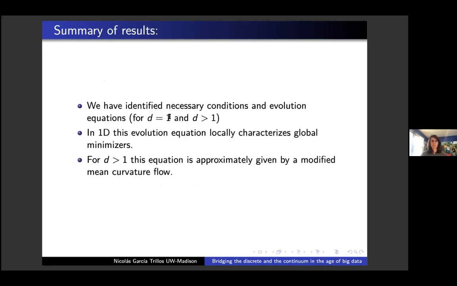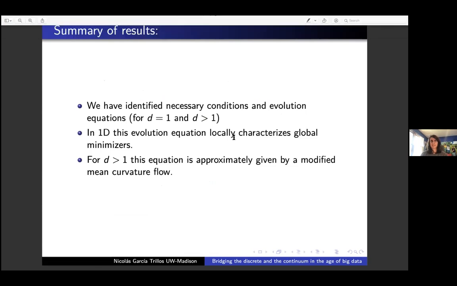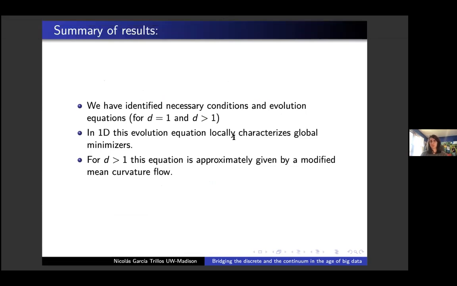Okay, so, summary so far. We have identified necessary conditions and evolution equations for d equals 1 and d greater than 1. For the case of d greater than 1, it's more of a formal computation, of course. In 1D, we know that these equations do produce solutions, at least locally. And for d greater than 1, this helps us answer those two statements that I started my talk with. So it does provide some insights as to what the regularization effect of adversarial learning is in this model.